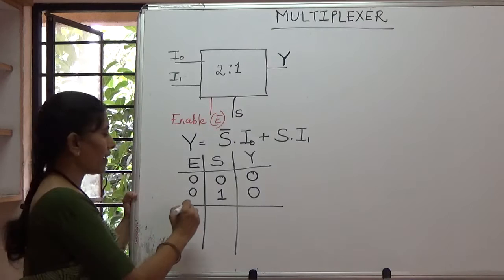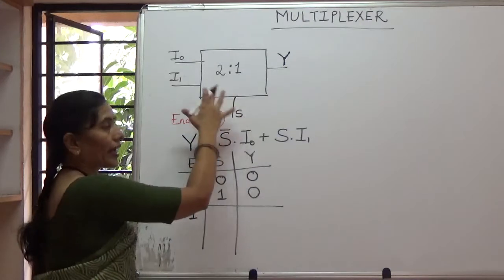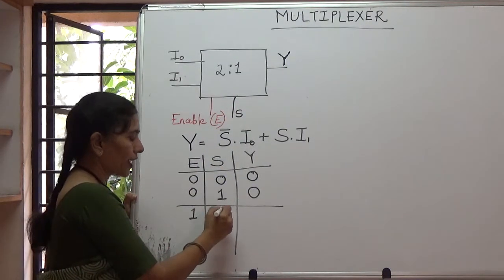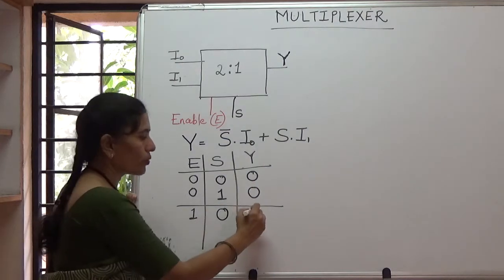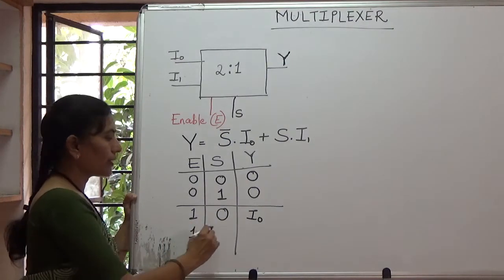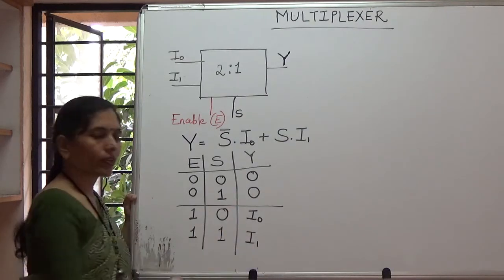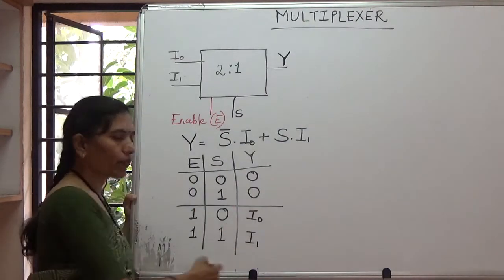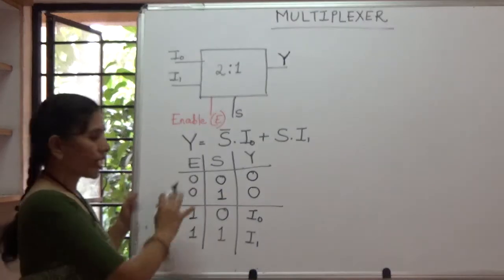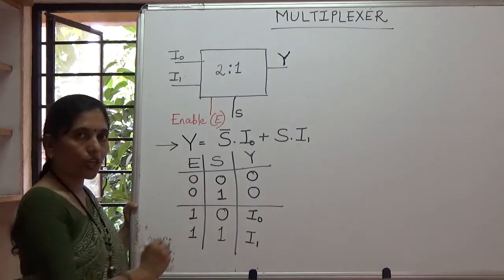The other case is if this enable input is 1, that means the function is being enabled. In that case, depending upon the select line, if the select line is 0, Y will be equal to I0, and if the enable is 1 but the select line is 1, then output Y will be equal to I1. This is how the table would get modified after introduction of the enable pin. Let us now try to modify the earlier equation which we had got.